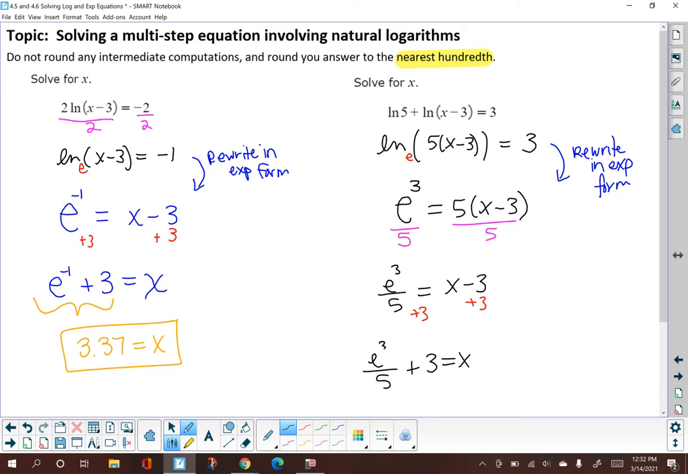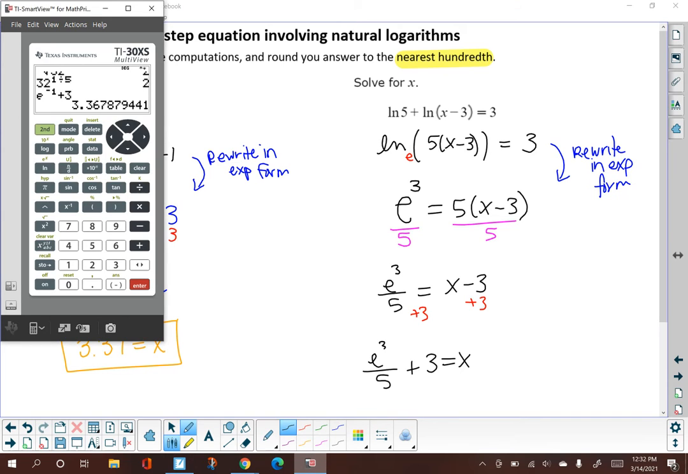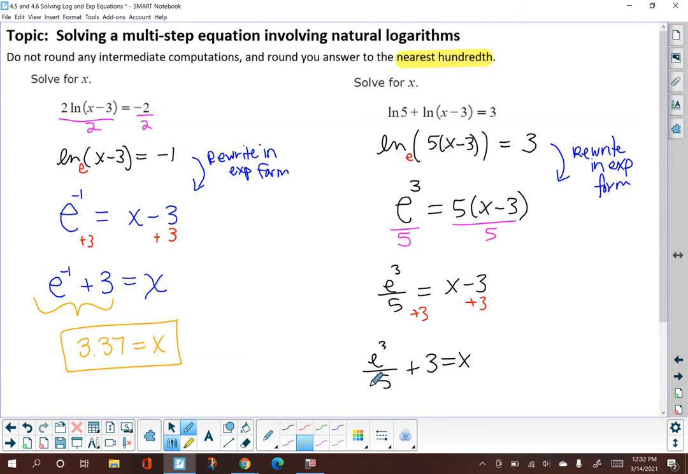And we can, of course, use our calculator to crunch that. So this is e to the third power over 5, and we want to add 3 to that. And so we get the answer 7.017107. Our problem asks us to round to the nearest hundredth, so we will keep our answer as 7.02.